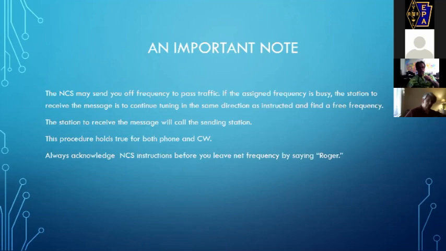Now, if I was to send you to 3920 from 3917 and 3920 is busy, that's moving up. So you're going to go up, probably in steps of 3, until you find an open frequency to handle the traffic. Always acknowledge the net control station's instructions before you leave the net frequency by saying Roger. Make sure the net control knows that you received the instructions and that you are leaving the frequency.